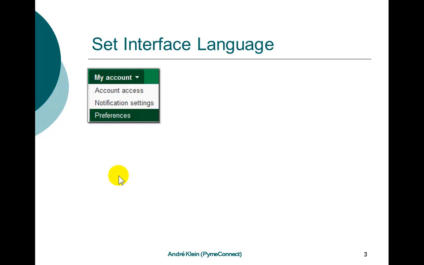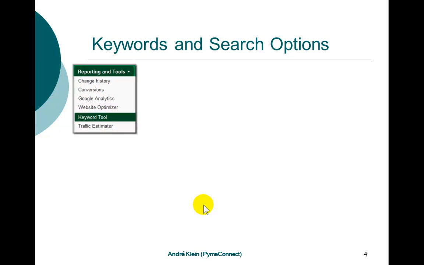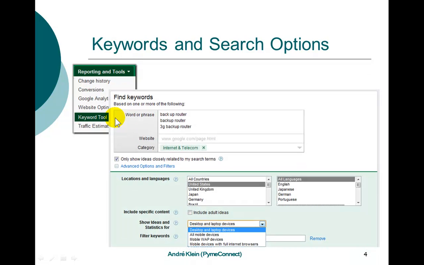Setting the interface language, we go to Preferences, which you can see here. And then in Preferences we would click here to change the language. I've changed it to English and to Spain. For some reason it doesn't keep the Spanish, it maintains English, but it doesn't matter for the example. Then we'd go to the Keywords tool in Reporting Tools, Keywords tool, and start entering the information required.